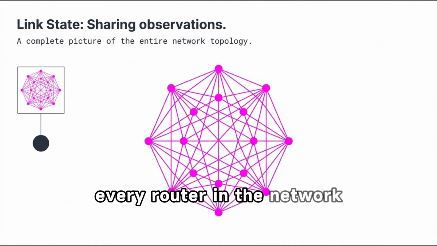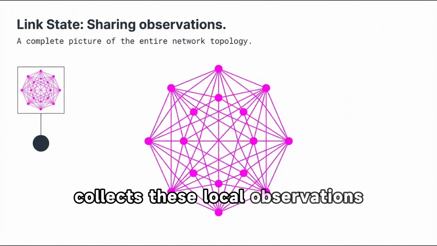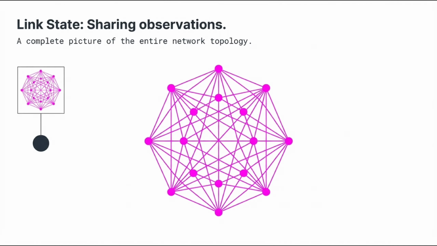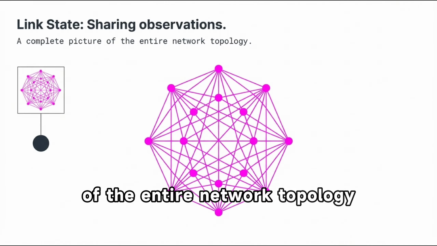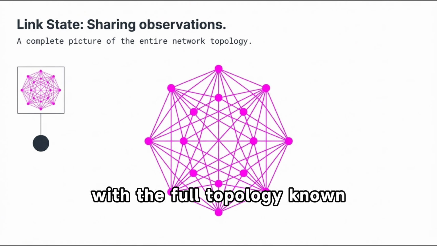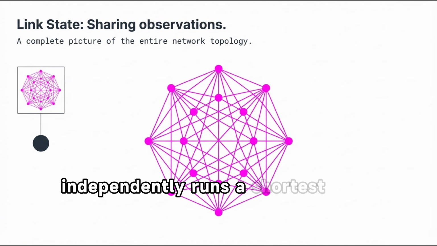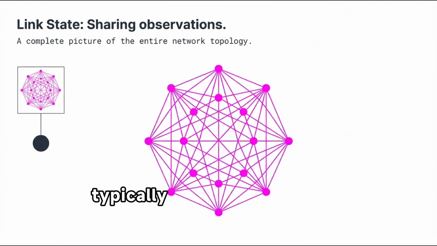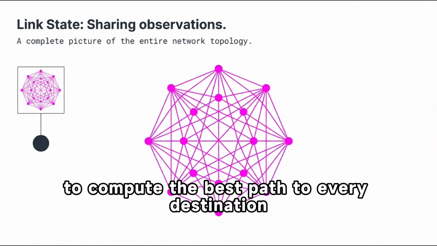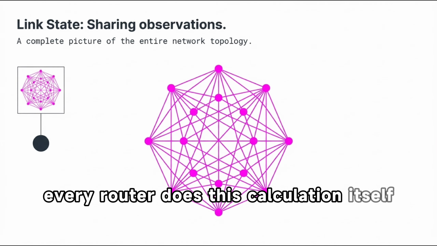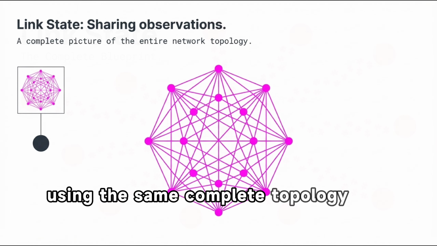Every router in the network collects these local observations from every other router, assembling them into a complete picture of the entire network topology. With the full topology known, each router independently runs a shortest path algorithm, typically Dijkstra's algorithm, to compute the best path to every destination. Every router does this calculation itself, using the same complete topology map.